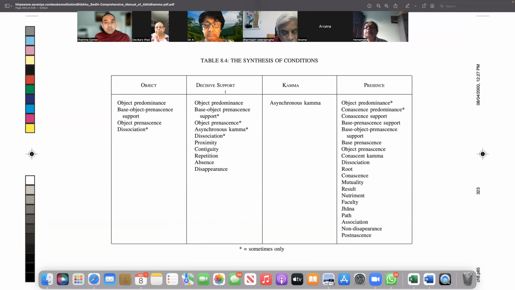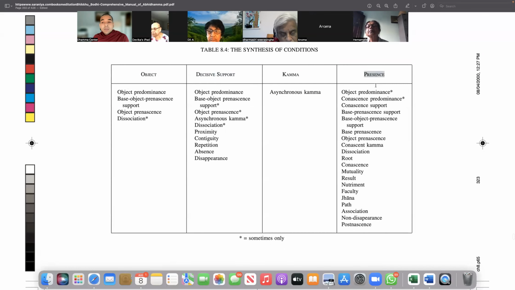Now, when it comes to the 24 relations, the 24 relations can be synthesized into these 4 main groups: object, decisive, karma, and presence. Right? And presence. Object pachaya relates to all that operates with the essence of arammana pachaya. Decisive support. What is the Pali for decisive? Upanishaya. Decisive support, all that works under the essence of Upanishaya. Kamma pachaya and atthipachaya, presence.